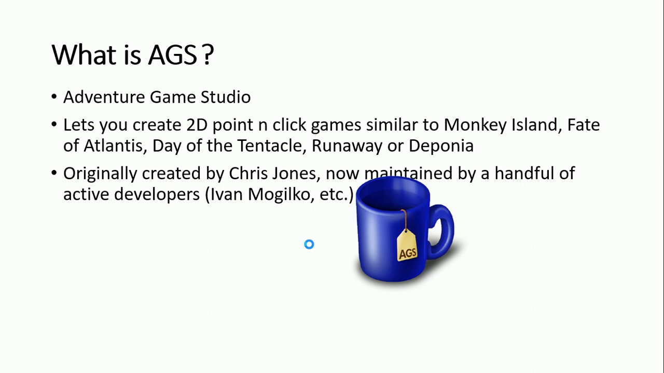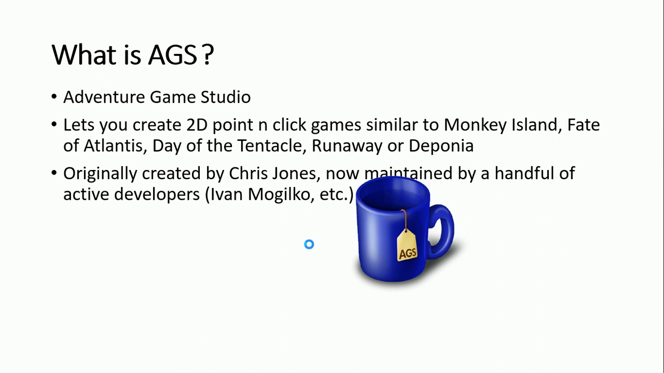What is AGS? AGS is the short name for Adventure Game Studio. It's a very nice freeware tool that lets you create 2D point-and-click games very similar to The Secret of Monkey Island, Indiana Jones and the Fate of Atlantis, Day of the Tentacle. Those are classic low-resolution point-and-click games, but you can also make games like the more recent Runaway series or Deponia series, which are high resolution. And in our case, we are making a game similar to Indiana Jones and the Fate of Atlantis, so low resolution. That piece of software was originally created by Chris Jones.